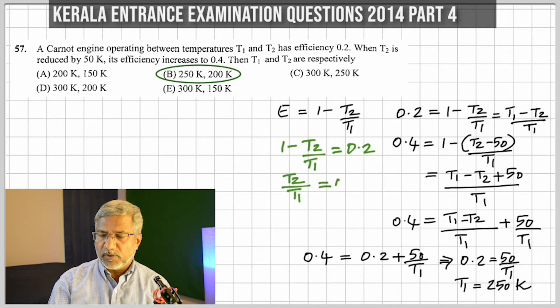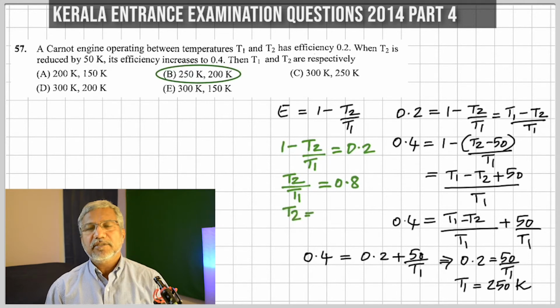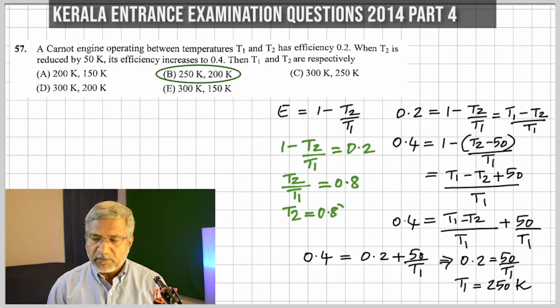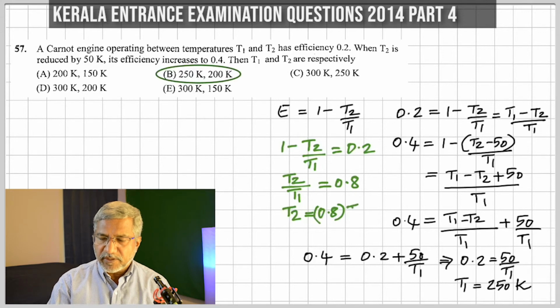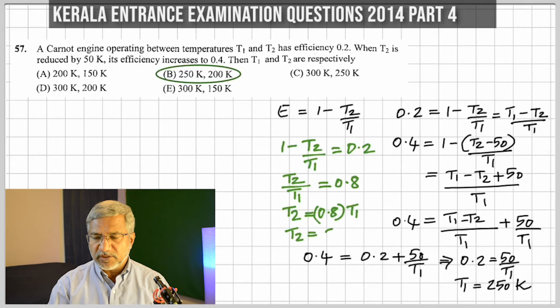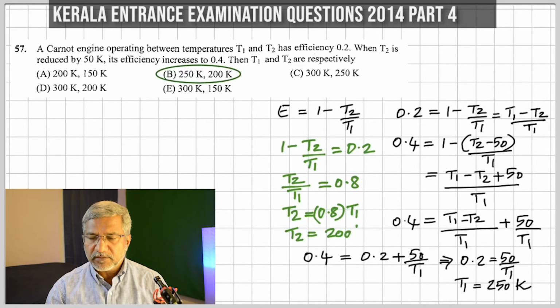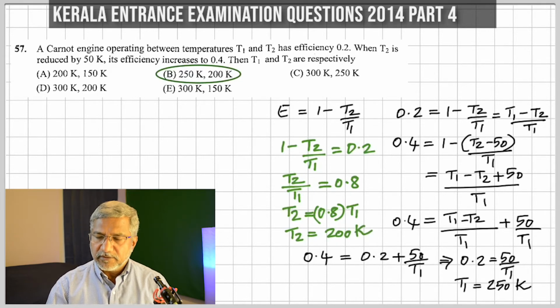Okay, so if you get T1 as 250 Kelvin, then of course you can calculate T2 from one of the equations. I'm using the first one. So I'm writing it in green so you don't get confused, okay? So solve that. You see that 1 minus 0.2 becomes 0.8. And then T2 is 0.8 times T1. So you get 200 Kelvin.